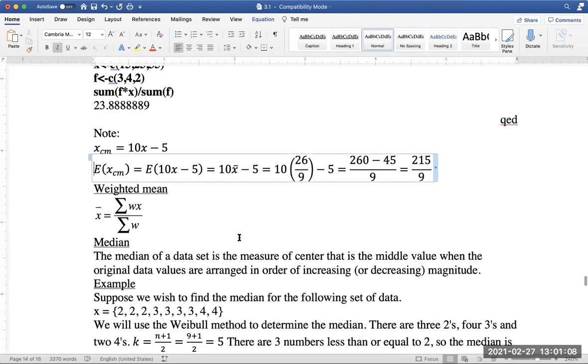And so, using the facts that we knew from previously, you would have been able to see that this is the answer that you should have gotten.